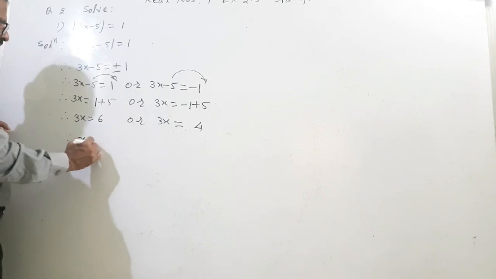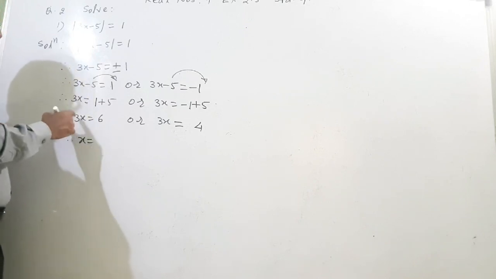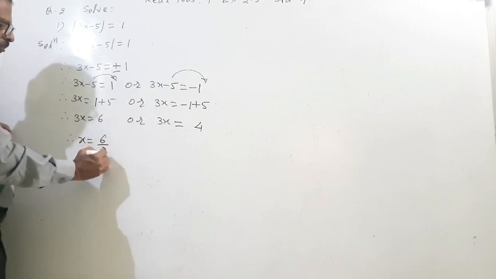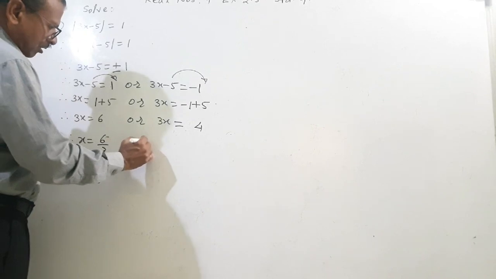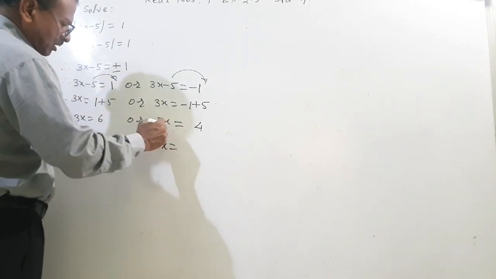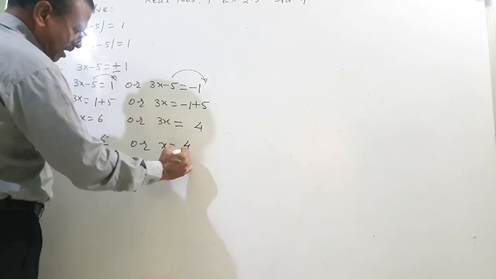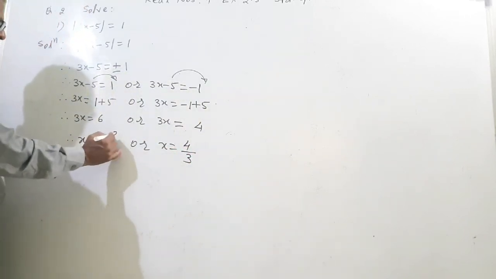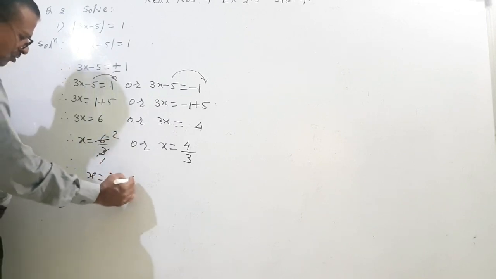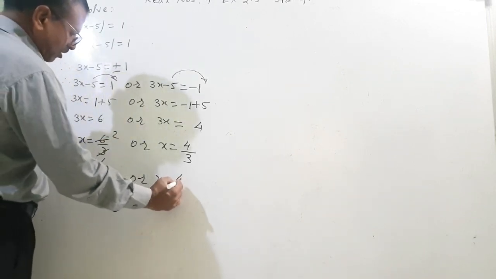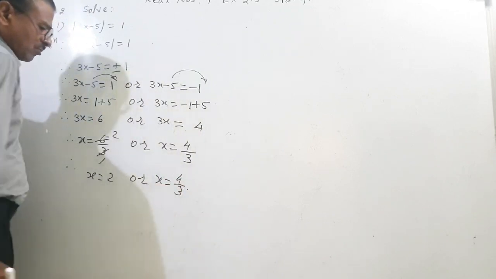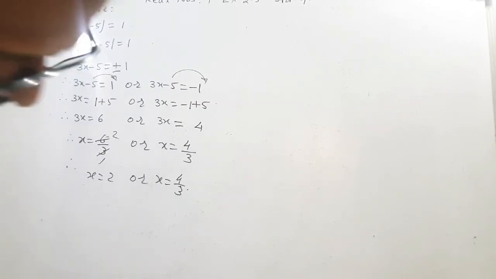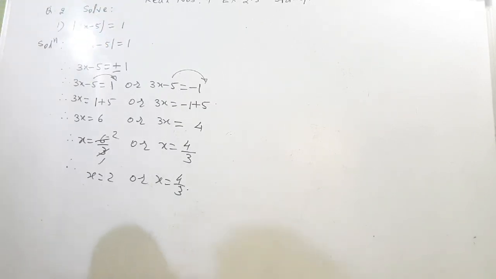Therefore, x is equal to, now I am shifting this 3 to that side. This 3 is multiplied here, so it will become upon: 6 upon 3. Or x is equal to 4 upon 3. This division is possible: 3 ones are 3, 3 twos are 6. Therefore, x is equal to 2 or x is equal to 4 upon 3. This is the answer you want. Solve means find the answer. So here you will write the answer.